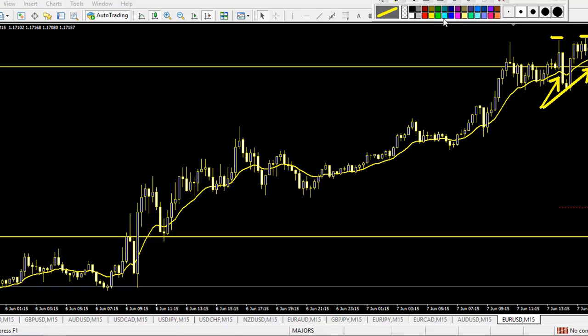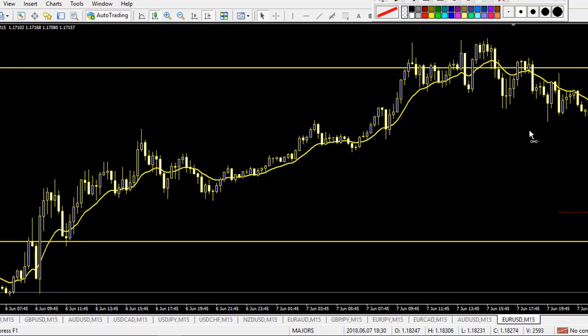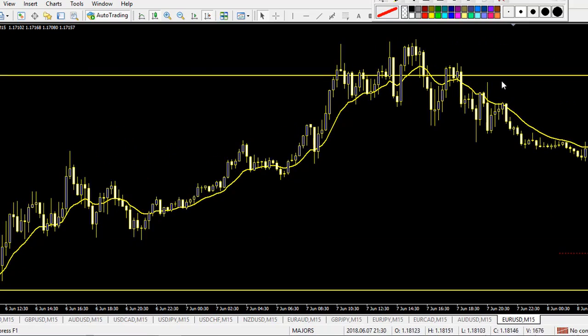So your entry will be at the end of this candle right here. Your stop loss will be 2 to 5 pips above the previous high, like here, and your target will be 1 times and 2 times your risk. So let's look at what happened. Price comes back for a while, then comes down. So I think the first target is hit.